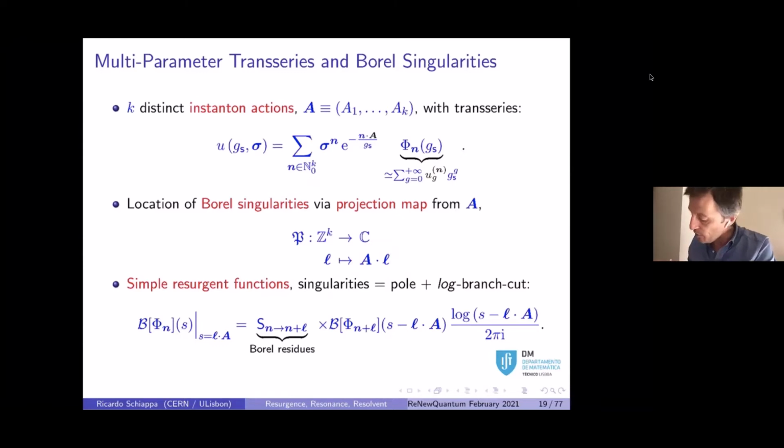And what does the Borel transform look like near each of these singularities? Well, here I'm looking at the Borel transform of the nth sector around its l·A singularity. And if it is a simple resurgent function, then the singularities are basically poles and log branch cuts. I'm not going to talk about poles and will just ignore them, but they're always there. And so this is the log branch cut singularity. Of course, there are regular terms here that I'm not writing, but I'm just looking at the singular term. So there's a log cut.